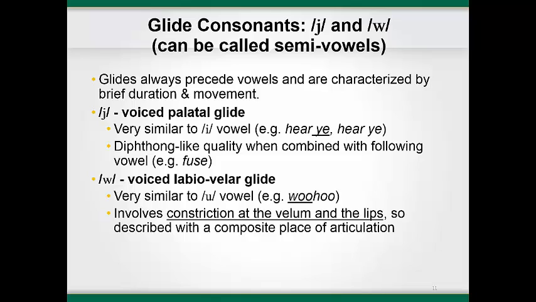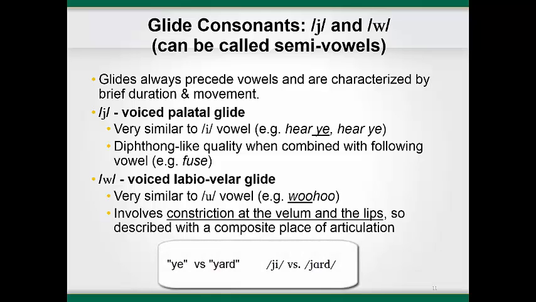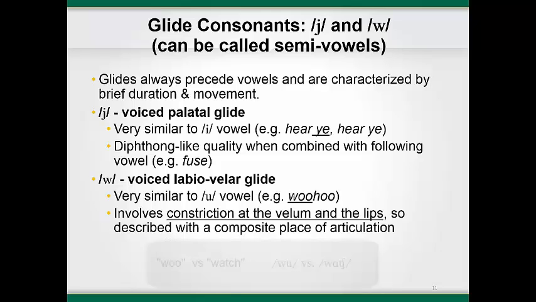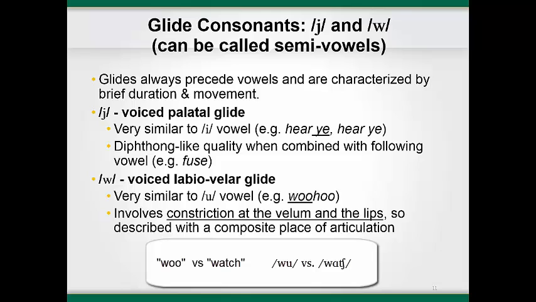Finally, note that because the glides are formed by movement from their places of articulation to the position for the following vowel, the difference in articulation and quality between a glide and the following vowel depends on the identity of the vowel. For example, in the word ye, the tongue body barely moves between the consonant and the vowel, but in the word yard, there is a great deal of movement of the articulators from the first consonant to the position for the vowel. In the same way, there is little movement of the articulators between the consonant and the vowel in the word woo, but a much greater degree of movement of the articulators between the consonant and the vowel in the word watch.